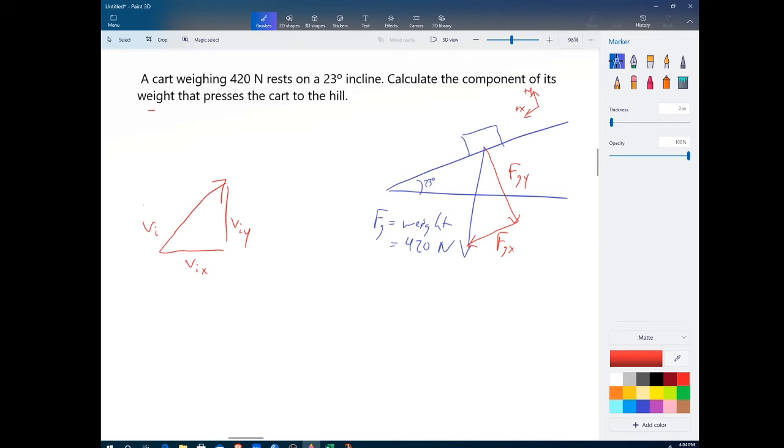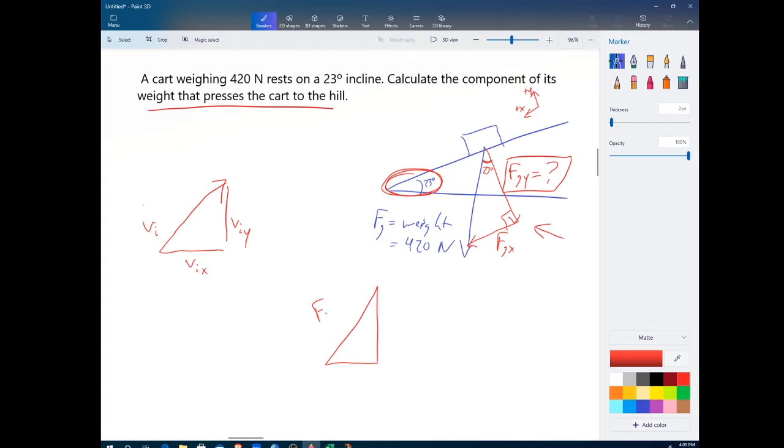Now it wants to know the part that presses the cart to the hill. That sounds to me like, what is my FGY? Now, for this, the trick is, this angle right here can be used on this triangle right here. I'm going to show you where it goes, and I'll make another video to prove why. But for now, I'll just show you where it goes, so if you don't care about the proof, you just have to remember where it goes. It goes right up here.